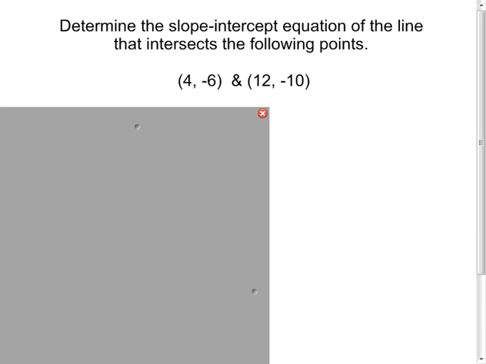Okay, let's take a look at the following. Determine the slope-intercept equation of the line that intersects the following points. And we're given these 2 points, (4, -6) and (12, -10). It's pretty much a 3-step process to do this, pieces of which you may have seen before.